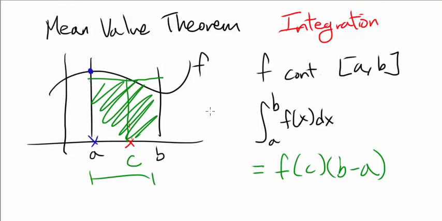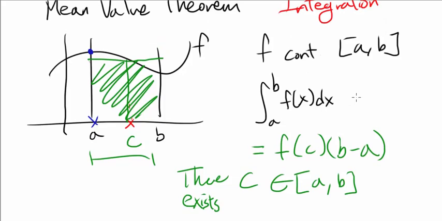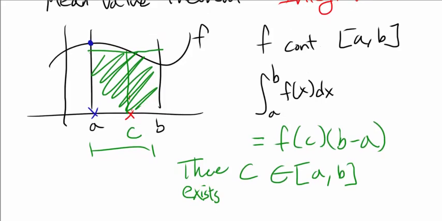And the mean value theorem for integration says yes, you can. There exists c, so this is another existence theorem. There exists c within, in this case, the closed interval from a to b, such that our integral is equal to f of c times b minus a.